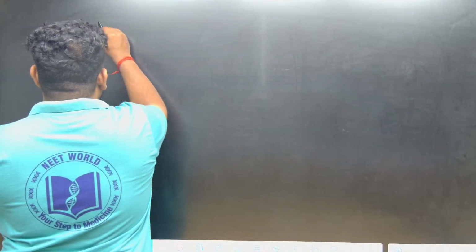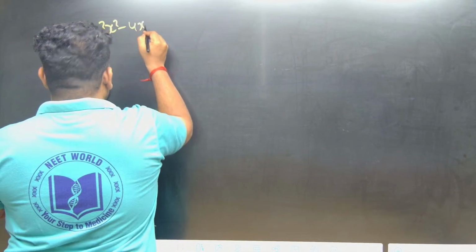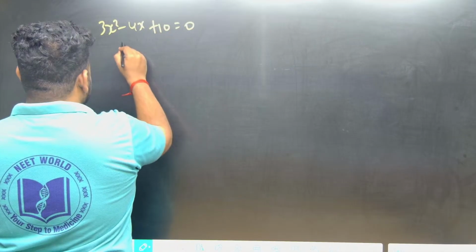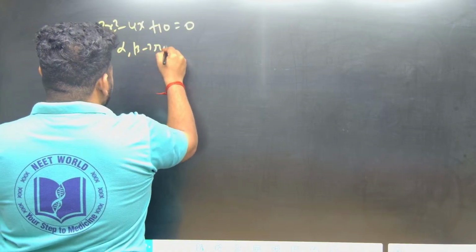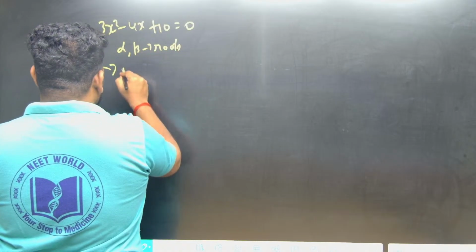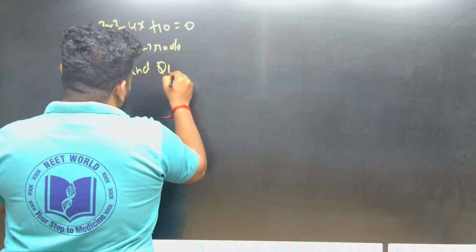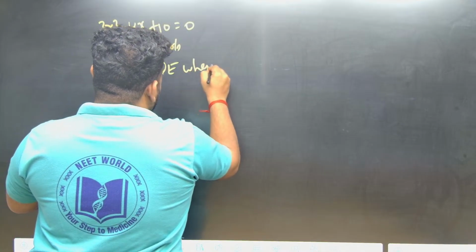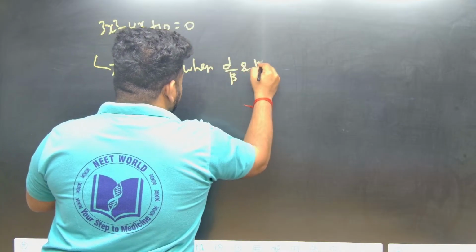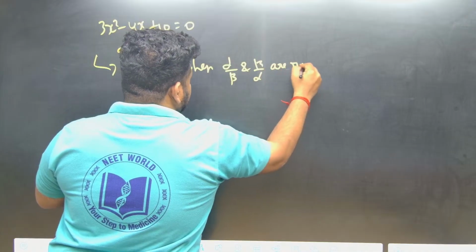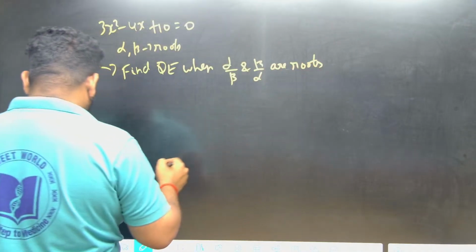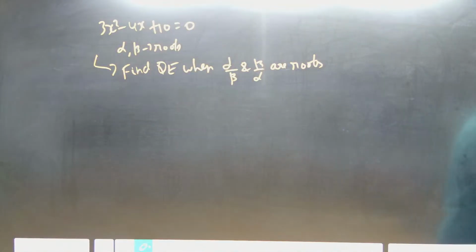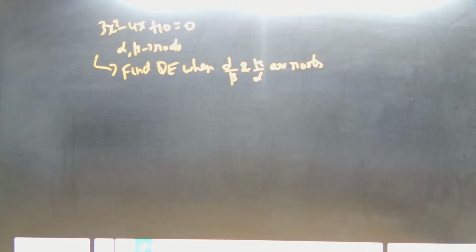They have given 3x square minus 4x plus 10 is equal to 0. They are telling alpha, beta are the roots. They are asking us to find the quadratic equation when alpha by beta and beta by alpha are the roots. This is what the question says.